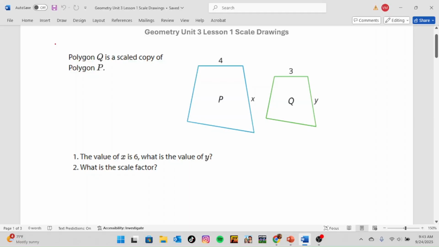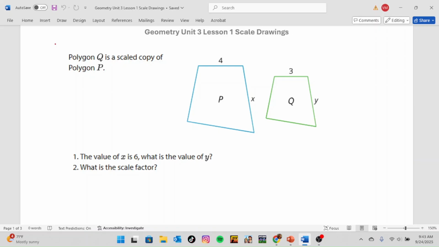Practice problem number 1 says that polygon Q on the right is a scaled copy of polygon P on the left. So the blue polygon on the left is the original, and the green polygon Q on the right is the image. Number 1, the value of x is 6. What is the value of y?